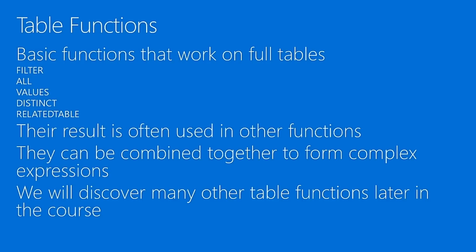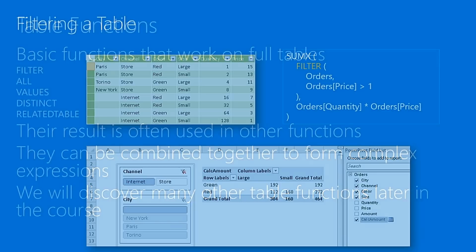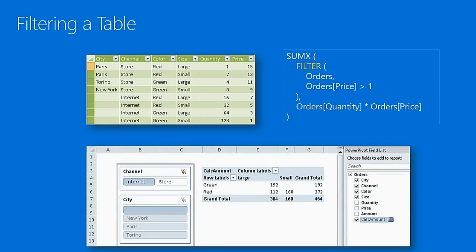I just want to introduce the other ones because you will use them very, very often and in most of your calculation. The result of table functions is typically used for other functions. You never publish it as a final value. And of course, the power of table function is that you can combine them in more complex way. Let's start discovering filter. Filter is very simple.